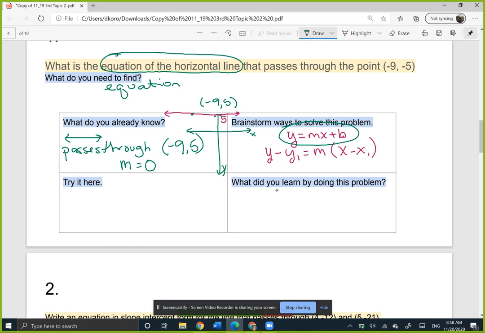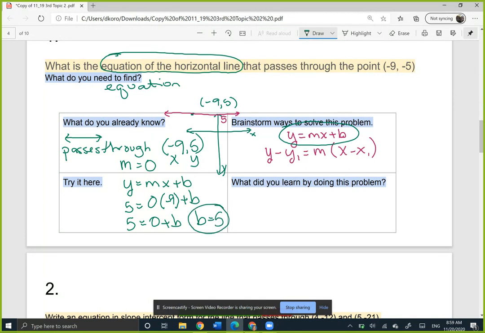So let's try it here. Let's rewrite this one: y equals mx plus b. Let's substitute what we know. We know y is 5. We know our slope is 0. We know our x is -9. We're going to have to solve for b, which is our y-intercept. So 5 is equal to 0 times -9, which is 0, plus b. So b is equal to 5.